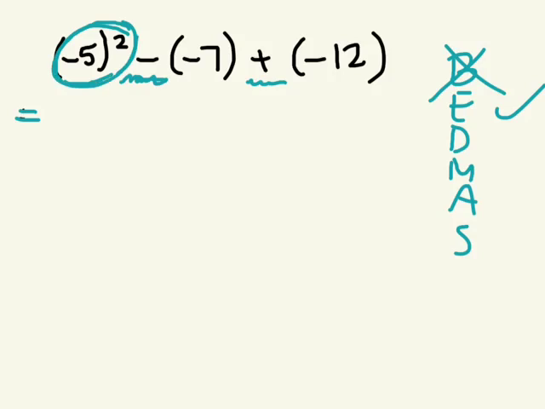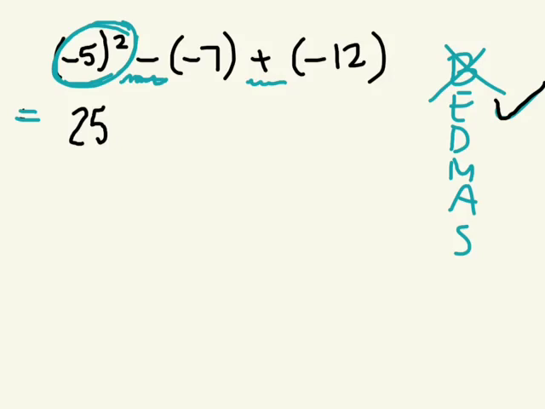So we know that means -5 times -5. That's going to be a positive. Multiply, 5 times 5, 25. Yeah, good. So it's going to be positive 25. We don't have any more exponents, so we're done with exponents.